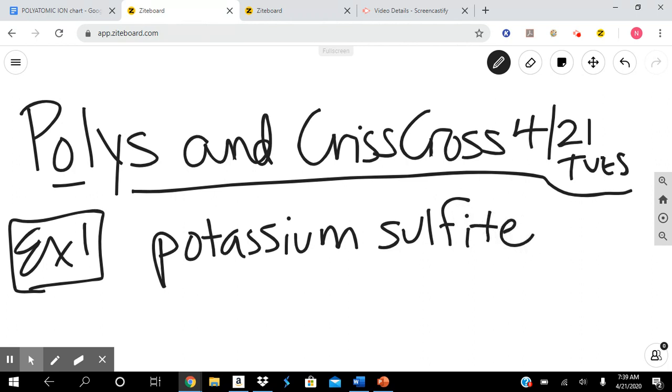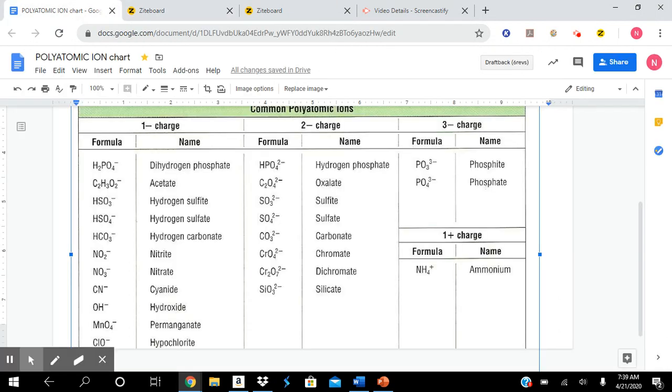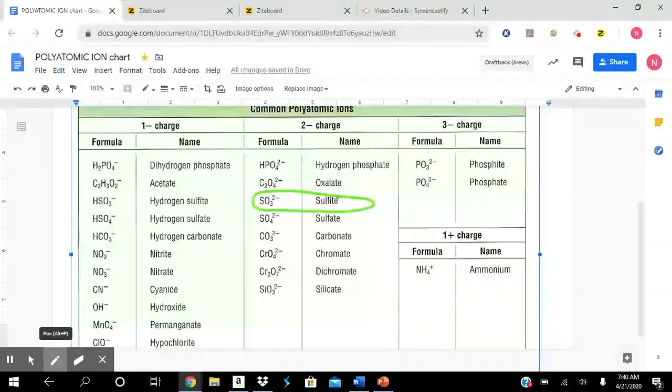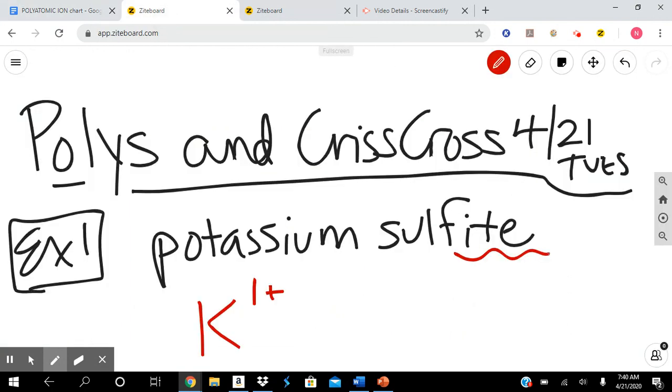We're going to solve this just like any other problem. We find potassium in group 1. Its charge is 1 plus. Hopefully that's pretty easy for you guys. And now we have sulfite. Uh-oh, what are we going to do with this one? Well, sulfite is right here. Sulfite is SO3 2 minus.